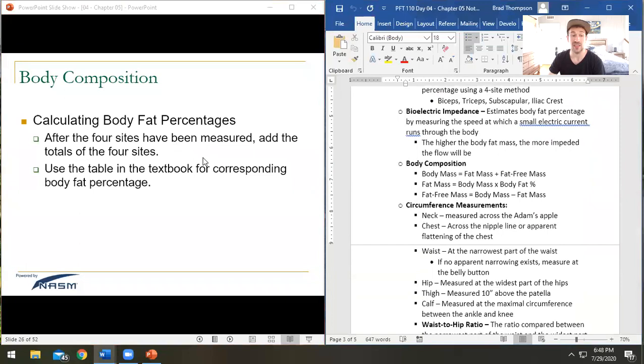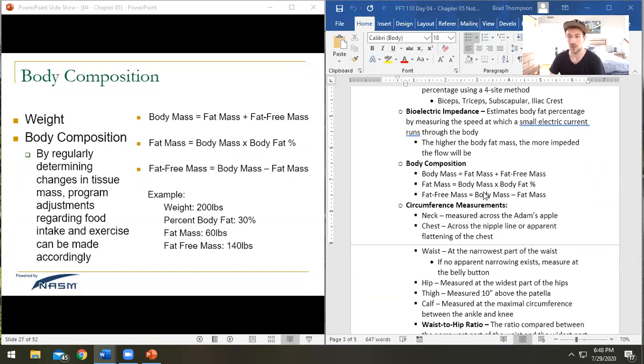So what you're going to do to calculate all that is basically add all 4 of those sites together, and then you're going to look on a chart, and it's going to tell you their body fat mass, right?